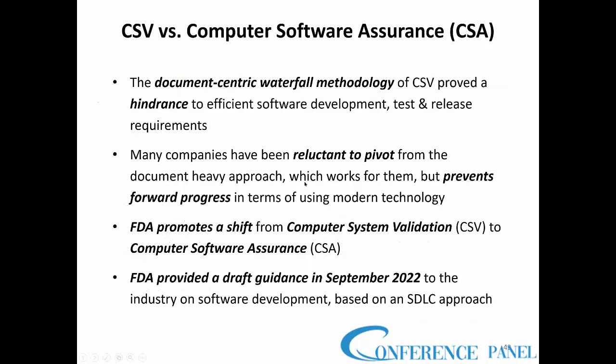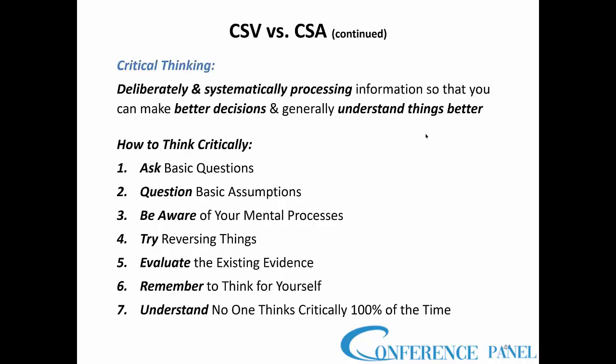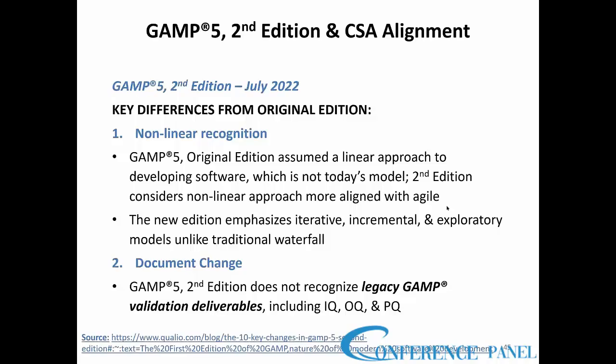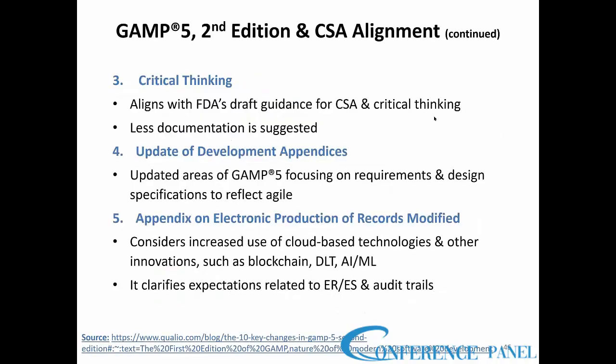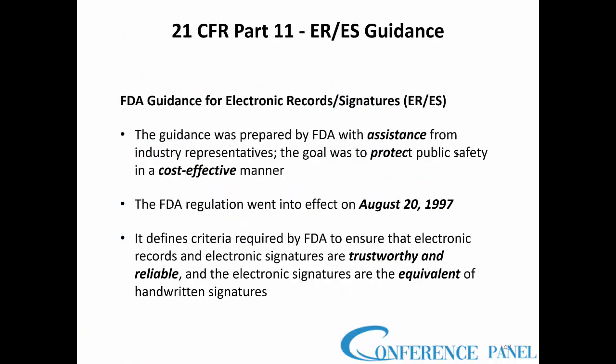Now, the document-centric waterfall methodology, the phased approach from the V model, focuses on appropriate testing, then you do the documentation, and critical thinking. That's just basically asking questions. And when we look at GAMP 5, second edition published in July 2022, critical thinking aligns with this. Now, new appendices on blockchain and the guidance for Part 11.